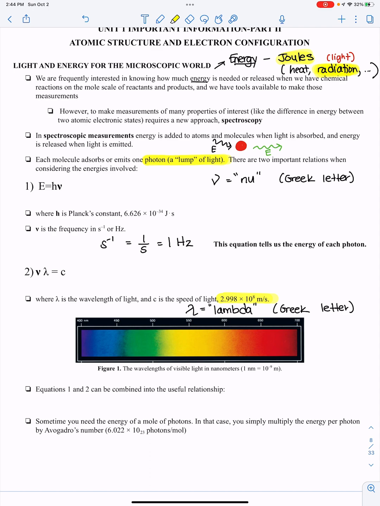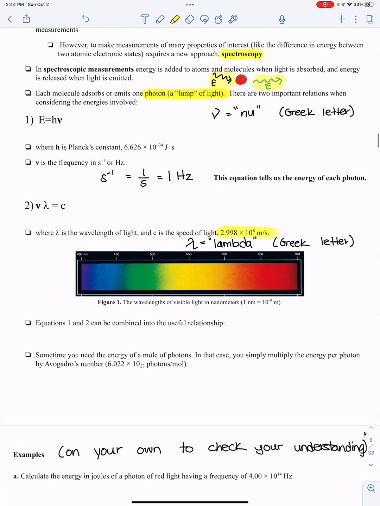To make measurements of many properties, we require the approach of spectroscopy. That is when we add energy to atoms, and I have a little schematic here. We add energy to an atom. Let's pretend this red circle is an atom. Something's going to happen to it. Either it'll react, it'll gain or lose electrons, it'll just move, and then if it has some excess energy, it'll release that, or emit. And we could calculate the energy that's associated with this light. We have some equations here that we're going to be introduced to.